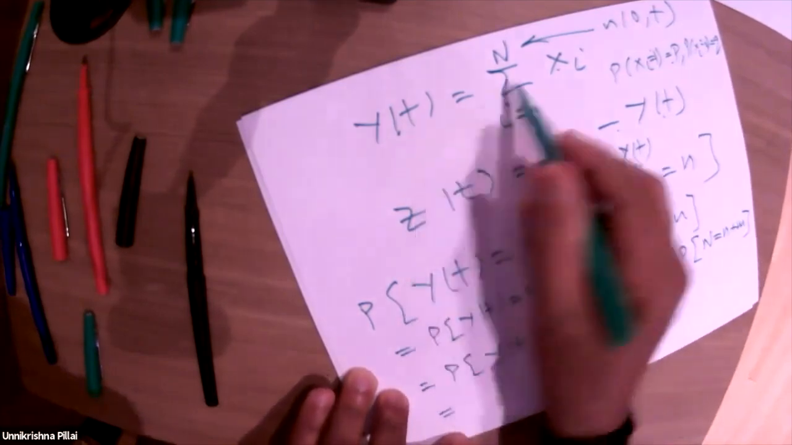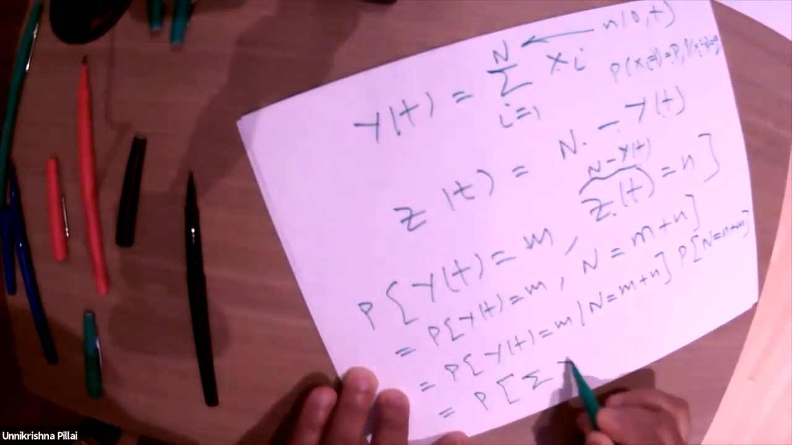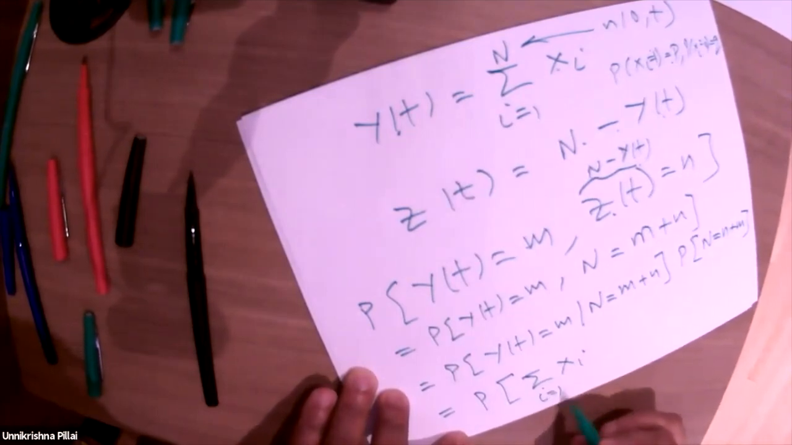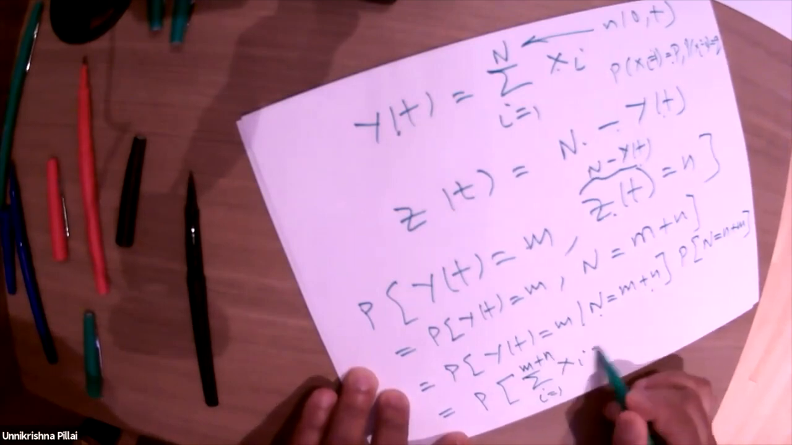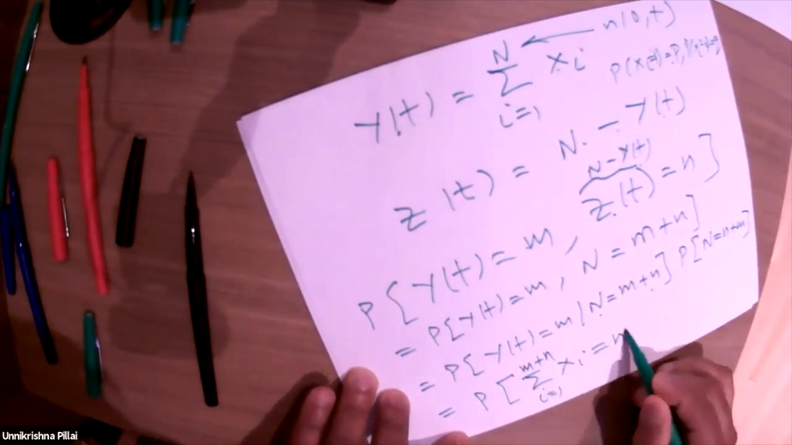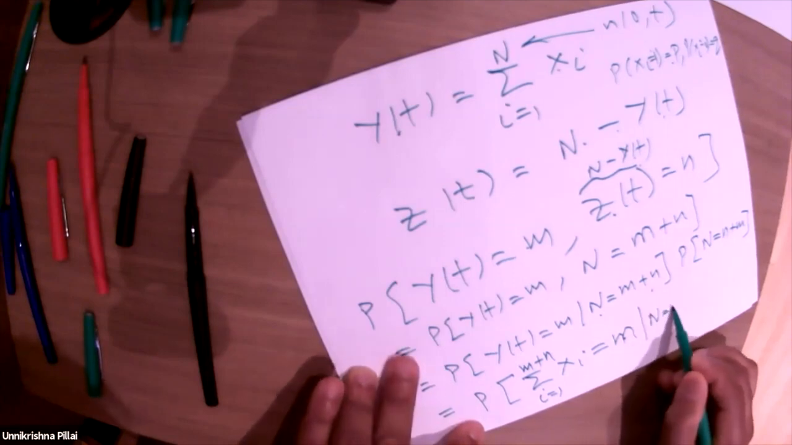Now let me substitute for Y here. So Y is the probability of the sum of xi, i equal to 1 through N, but N is given to be m plus n, given N equal to m plus n.